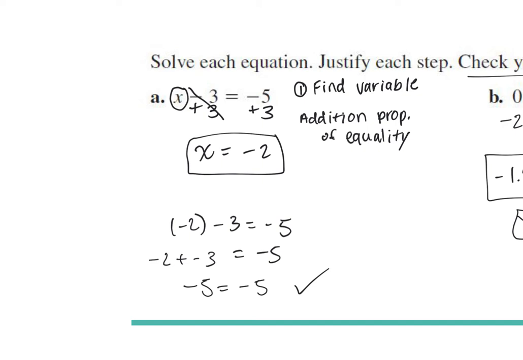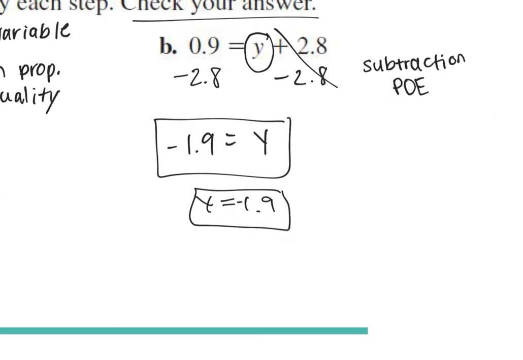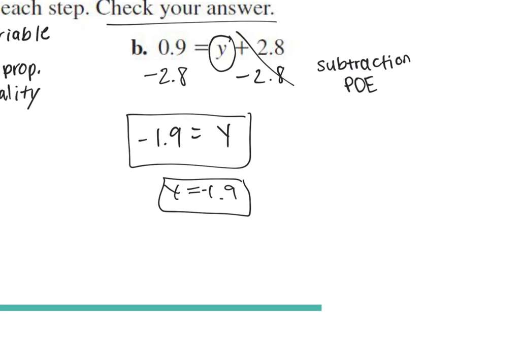Victor, do you see that? Yeah. Okay. Whenever we have something that's negative minus something else, they're the same sign, they're moving in the same direction, we're going to add their values together. Okay? All right. What about B? If we were to take 0.9 equals y plus 2.8, and we plug in for y negative 1.9, we would get 0.9 equals negative 1.9 plus 2.8.